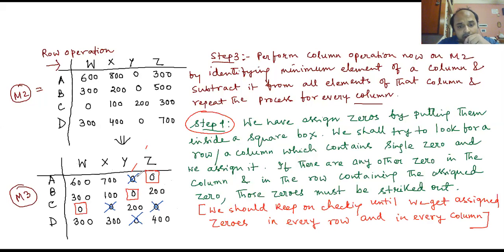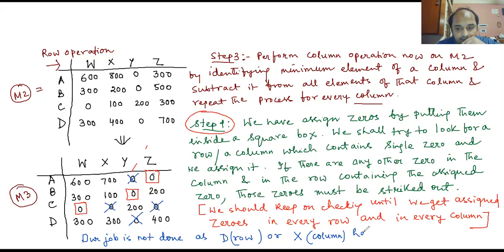So can we say that our job is done? The answer is, our job is not done, as row D or column X has not got any assignment.